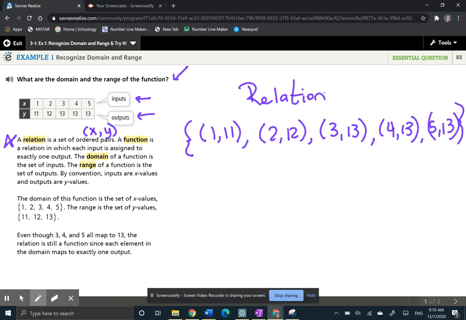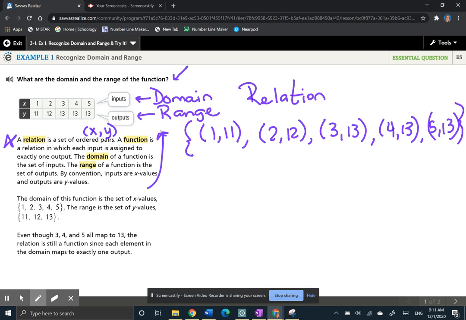A function is a relation in which each input is assigned to exactly one output. We're going to talk about what a function is as we get through this unit. The domain of the function is the set of all inputs. So the inputs are your domain, and this would be your range. The range of a function is a set of outputs. By convention, inputs are X values and outputs are Y values. So what we just did up there.